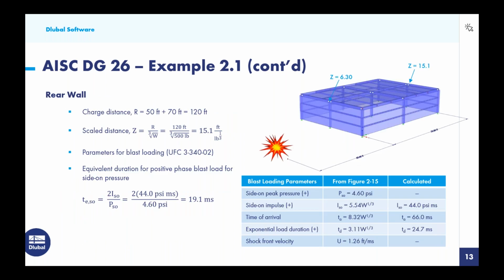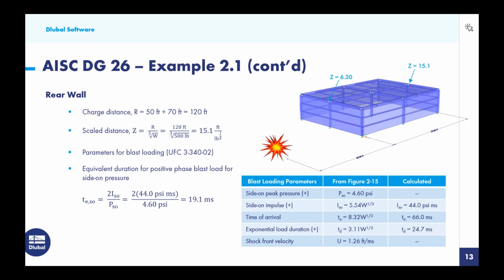Now, the final step here is the rear wall, which is a little bit different than what we just saw with the previous two structure portions. The advantage here is that our charge distance is going to be increased. So we have our blast taking place at about 50 feet away from the structure face. Well, we can also consider the full length of the structure here of 70 feet. So our new charge distance is now 120 feet. So we calculate the scaled distance here with that new R value, and we get 15.1. So you can see at the front of the structure, we have Z equal to 6.3. At the rear, we have Z equal to 15.1.